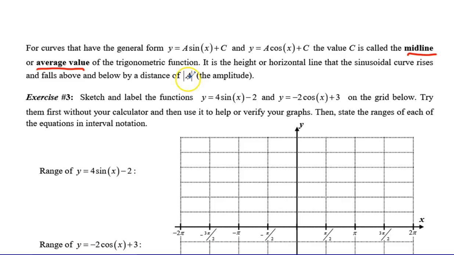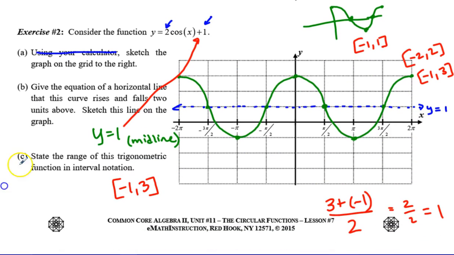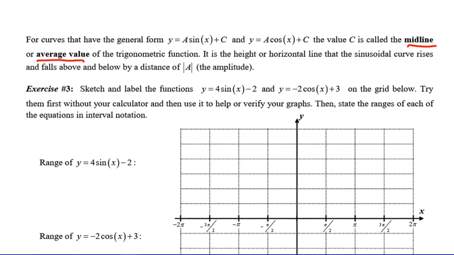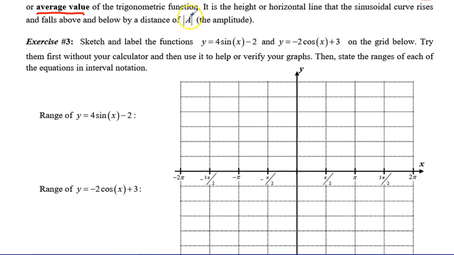And then the height that the sinusoidal curve rises and falls above the midline is A, the amplitude. Okay, so back to our other graph, the amount that it goes above and below the midline. So it's 2 units here above, and then 2 units here below. And it's always going to be the same amount that it goes above and below, and that's called the amplitude. Okay. It's never negative, by the way. It's always the absolute value of whatever A is.